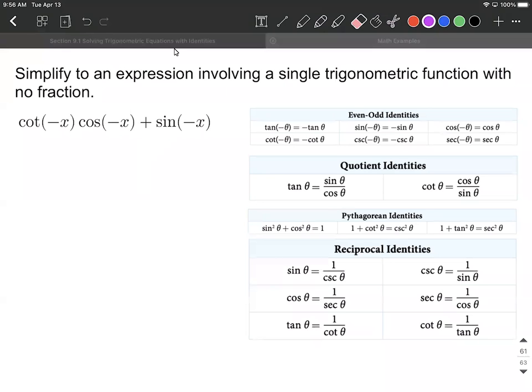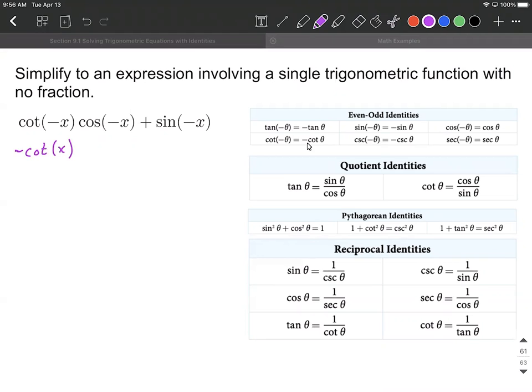Okay, so simplifying down a trigonometric expression. On this one, the first thing I notice is that we have negatives involved. So as we have these negatives involved, we're going to use the even odd identities to get rid of the negatives within the function. So the first thing we're going to do is we have cotangent of a negative. We're going to move that negative out in front. So we can say that's the same thing as the negative of the cotangent of positive x.